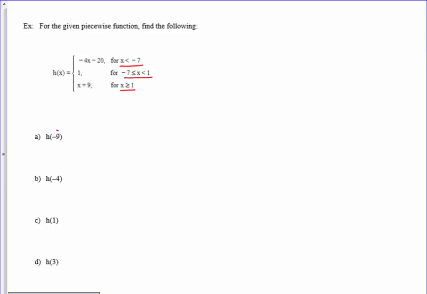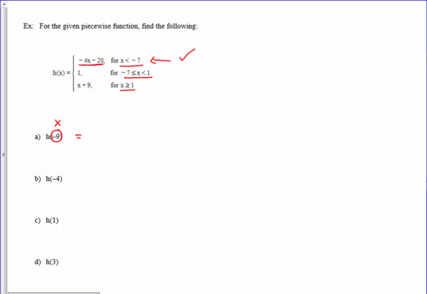So on here, for the -9 part, if we're wanting to evaluate h of -9, we want to know which piece does -9, which we know is an x value, fall into. So we want to go look at the first piece. Is -9 less than -7? Yes. And so that would mean that you want to use the first function.